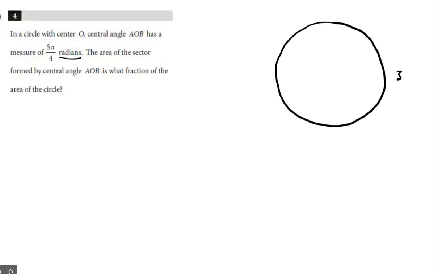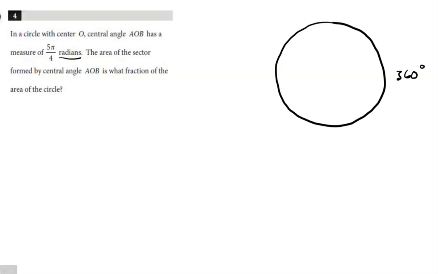In a circle with center O, the central angle AOB has a measure of 5 pi over 4 radians. The area of the sector formed by angle AOB is what fraction of the whole circle? First thing you need to know about radians: when you have a full circle, we know that a full circle is 360 degrees.